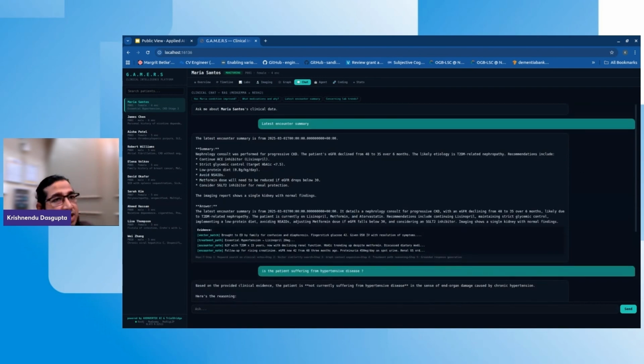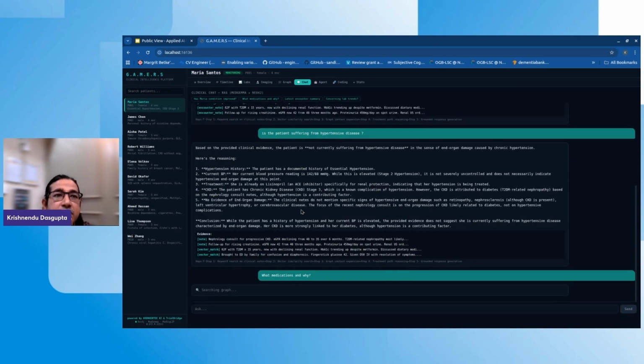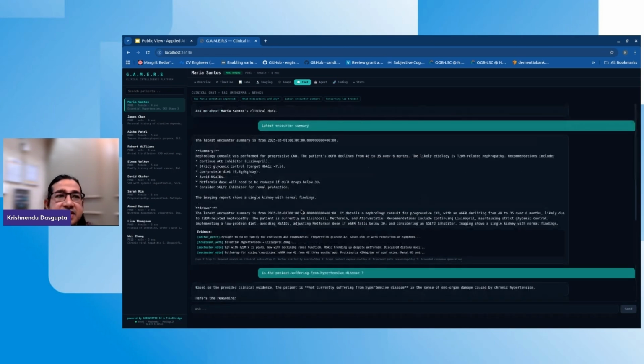So for the timing part of it, I have quickly tried to run a particular query beforehand. But let's say while the query is running, we ask what is the latest encounter summary. Over here, what we are looking at is not just a summary coming from the timeline of the file record. It's looking into all aspects of it.